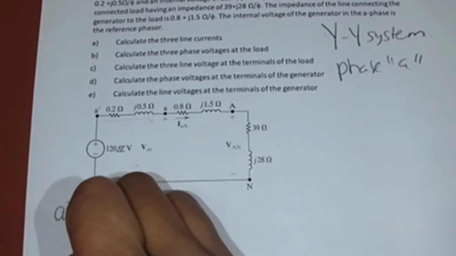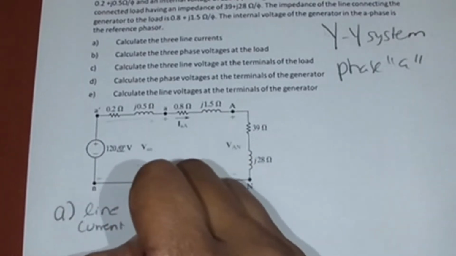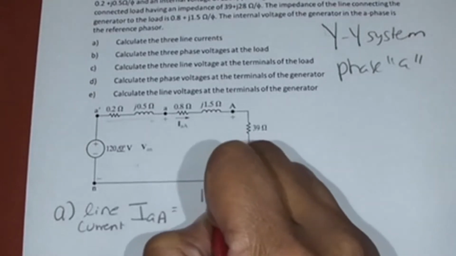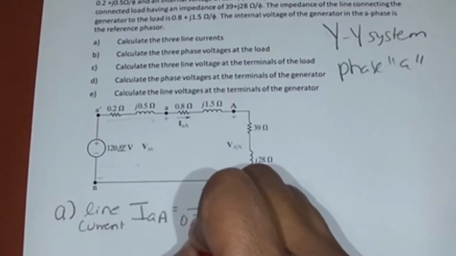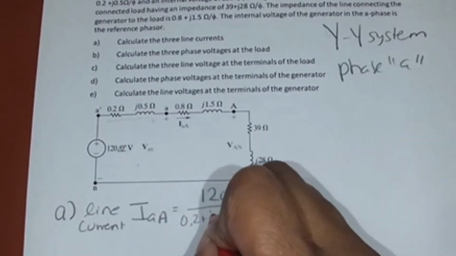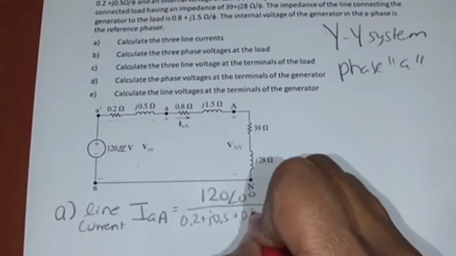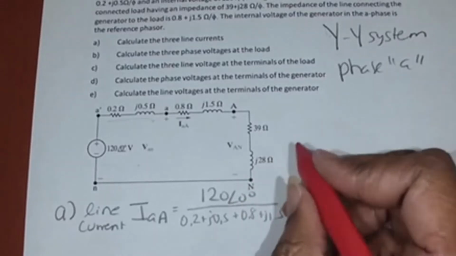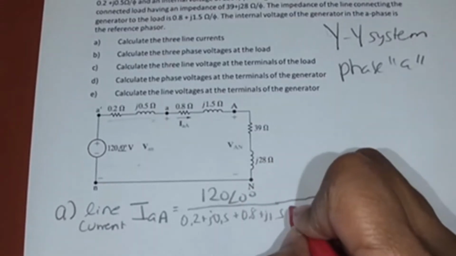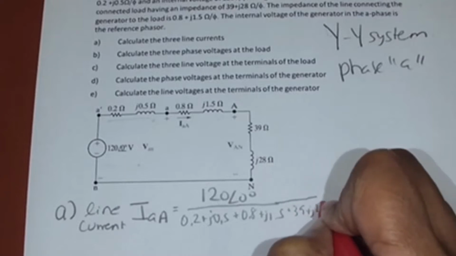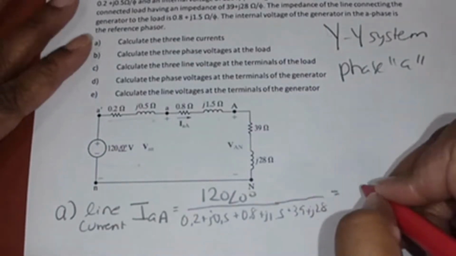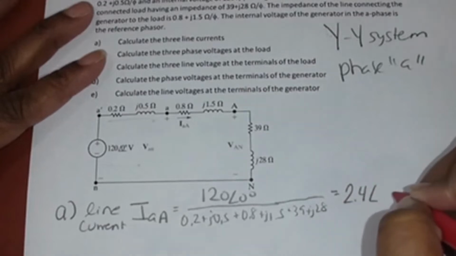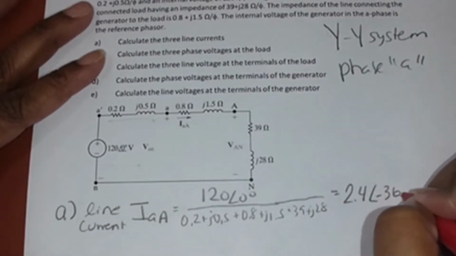So the line current, IAA, is 120 with an angle of 0 degrees, divided by 0.2 plus J 0.5 plus 0.8 plus J 1.5 plus 39 plus J 28. So I took the voltage and divided it by all those impedances. I got 2.4 with an angle of negative 36.87 degrees.